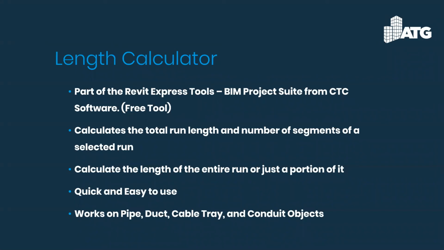It'll also calculate the length of an entire run or just a portion of it. Like I was showing you with the Dynamo script, you can select just part of that run. You can select a branch of it instead of the whole thing. Length calculator can do that too. As you guys will see here in a moment, it's super quick. It's super simple and easy to use. And it works on pipe, duct, cable trays, conduit, all of that.